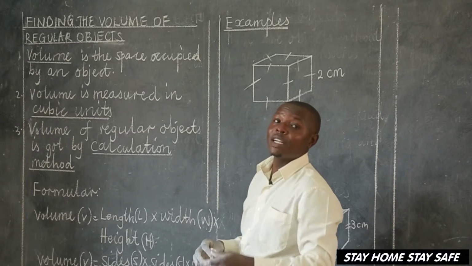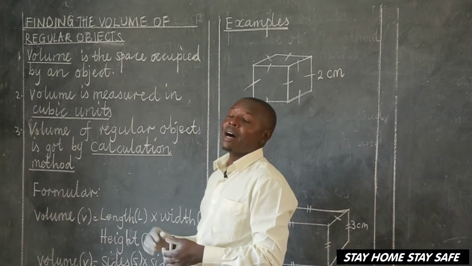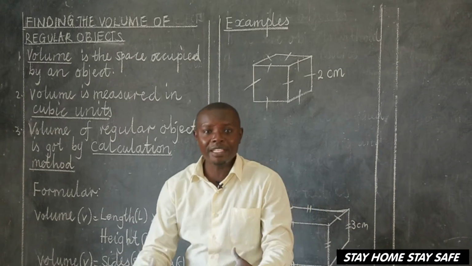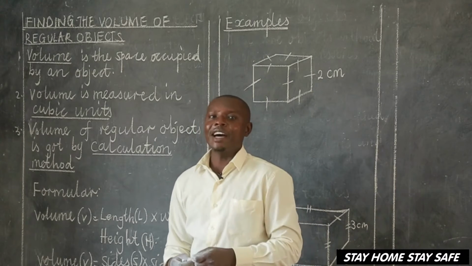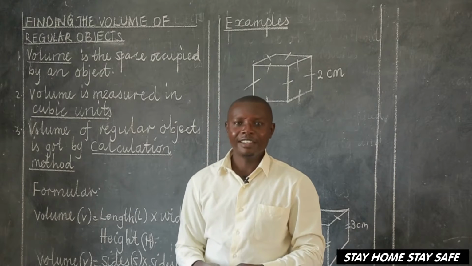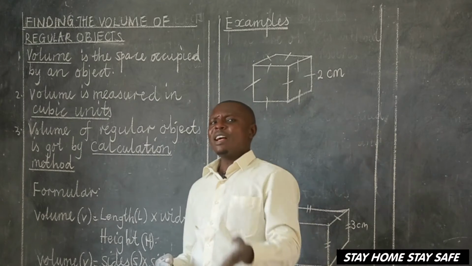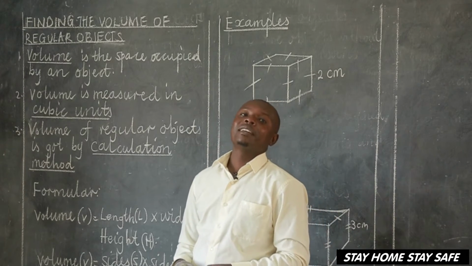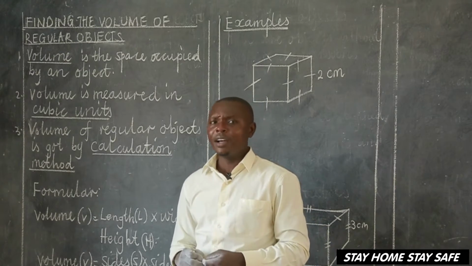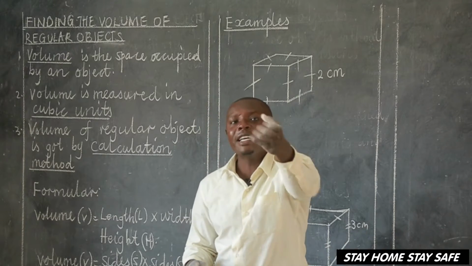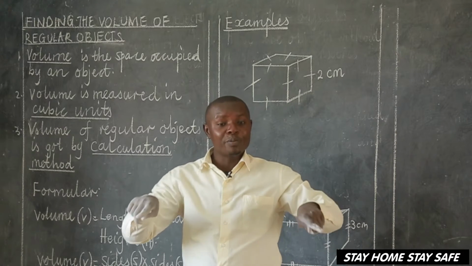We needed to know what volume means. Volume is the space occupied by an object. Look here. Where you are seated, I think you have occupied this space. Can your brother or sister come and sit in the same place? I think definitely not. Why can't that person sit there? It's because you have occupied the space. So regular objects and irregular objects always occupy the space.